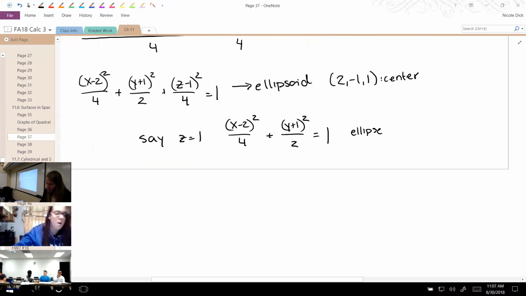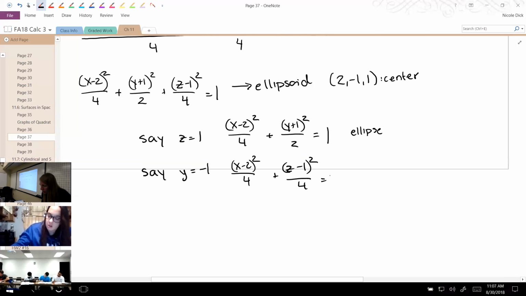And let's pick similar points there for the other ones. So let's go through, and instead of letting y equal 0, what's a handy number to let y equal to make that whole term cancel out? -1. So if y equals -1, (x minus 2) squared over 4, plus (z minus 1) squared over 4 equals 1. This one is a circle, since both denominators are equal.